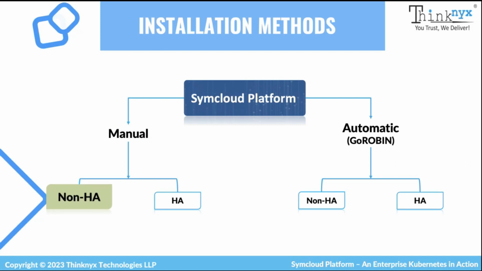But when it comes to production, when it comes to DR, we cannot take a chance that our applications, platform, or infrastructure give us any downtime. Hence, in such cases, SymCloud, Rakuten always recommends going with HA so that there is no downtime as far as the infrastructure is concerned. In this particular session, I'm going to use a manual approach and create a non-HA based SymCloud platform from scratch.